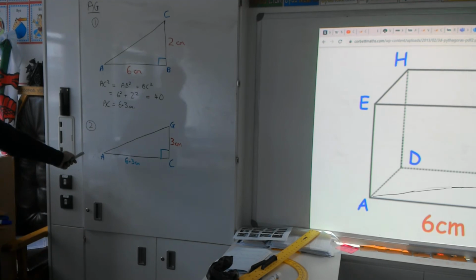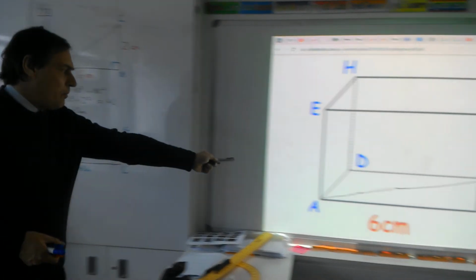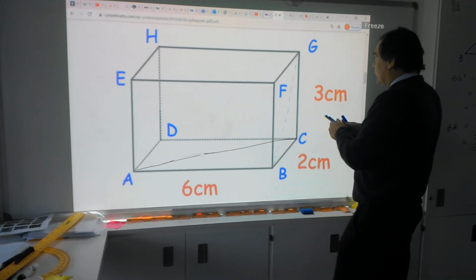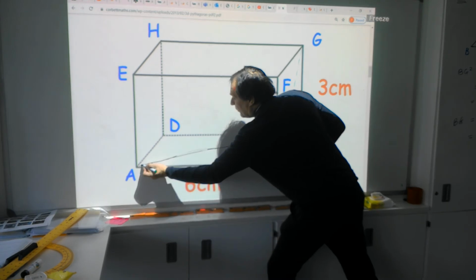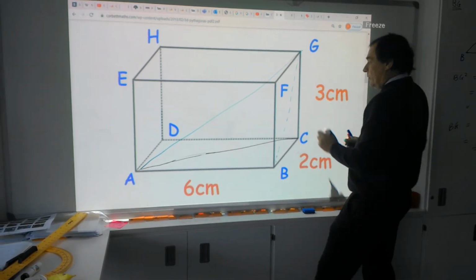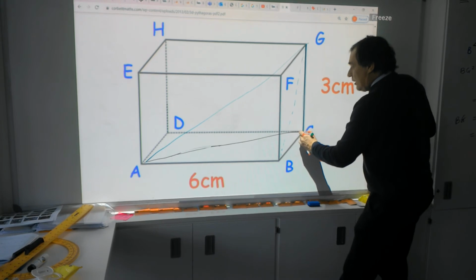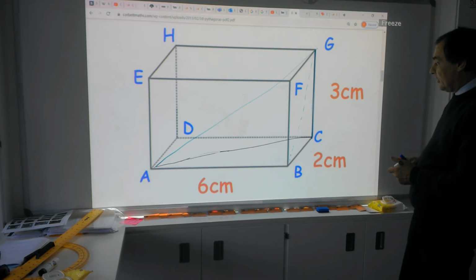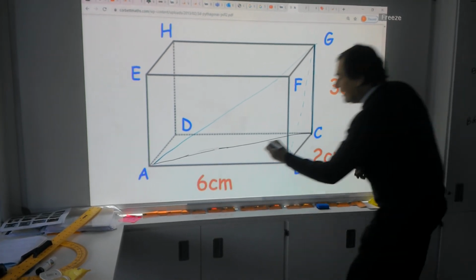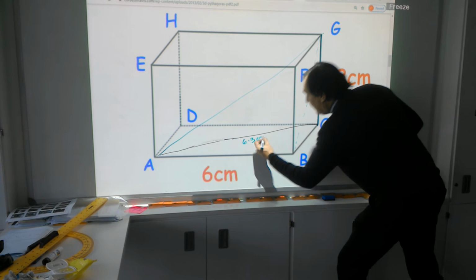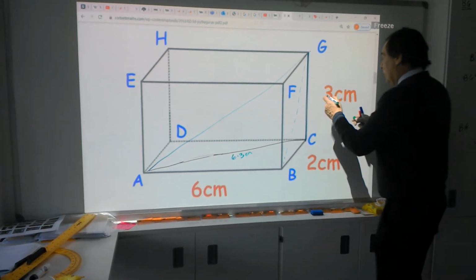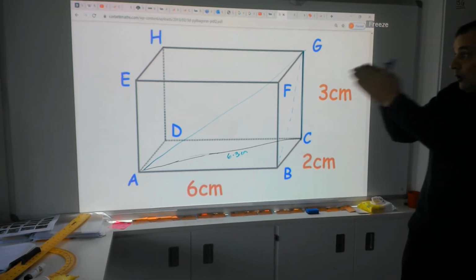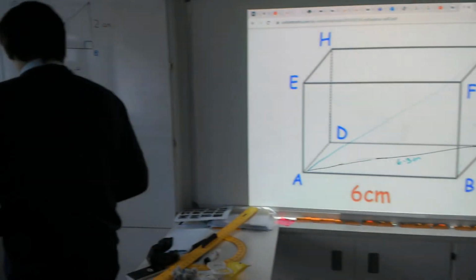Now, we've got AC, which is our bottom diagonal. Let's go back to this diagram here. AC is our bottom diagonal. Now, we want to try and work out AG. So I'm going to draw the diagonal from A to C. So this is a triangle that we're actually interested in. We've worked out this AC as being 6.3 centimetres. Our CG we know is 3 centimetres because we're given that. So let's translate this 3D triangle onto a 2D plan over here.